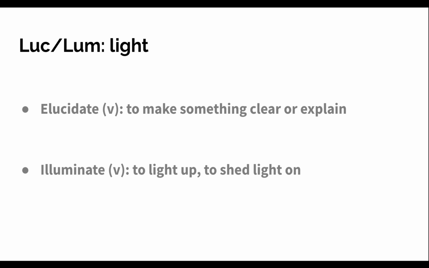Your first root is luke or loom, which means light, which we've talked about before because we had the word translucent, about letting light through. I chose elucidate and illuminate, so you could have one of each of the spellings. If you elucidate something, you are literally letting light out. It means to make something clear or to explain it. You're opening the light up to everybody, so they're like, oh, okay, now I know what you mean. And illuminate is a word you're probably familiar with, but it just means to light up or to shed light on something.